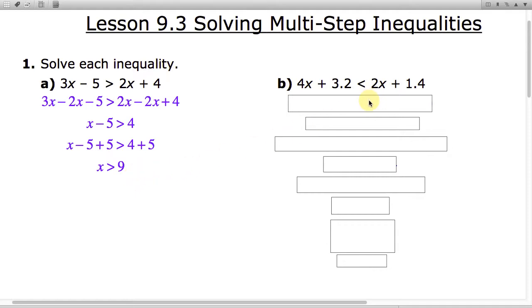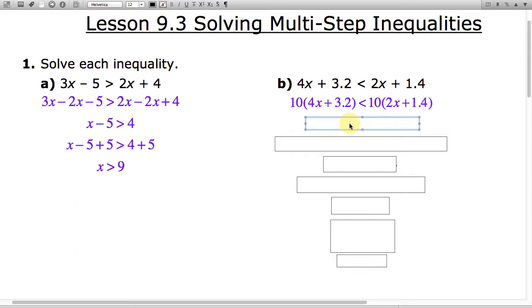Let's take a look at this next one. Here we have some decimals. So if you're not keen on working with decimals, you can start off by multiplying both sides of the equation by 10. Don't forget to use your distributive property, so you're doing 10 times 4x as well as 10 times the 3.2. What you get as a result is 40x plus 32, no more decimals. Same thing on the other side. 10 times 2x is 20x, and 10 times 1.4 is 14, so this no longer has any decimals anywhere in the equation.